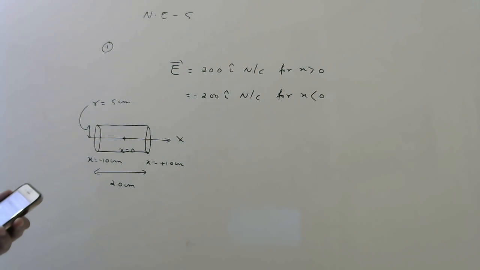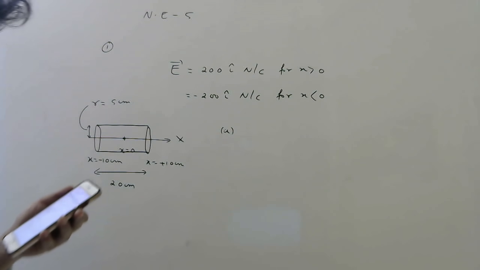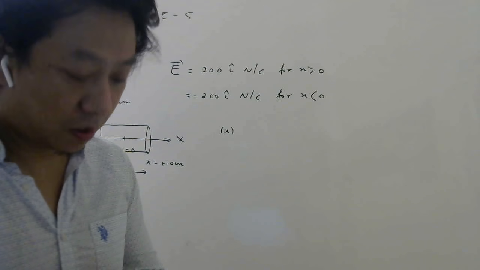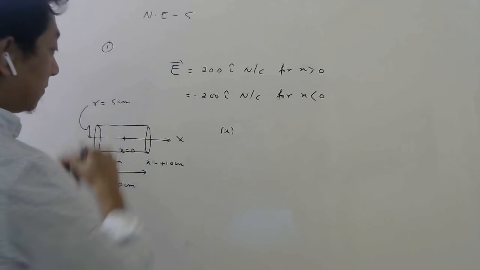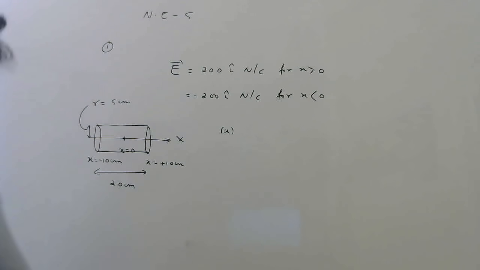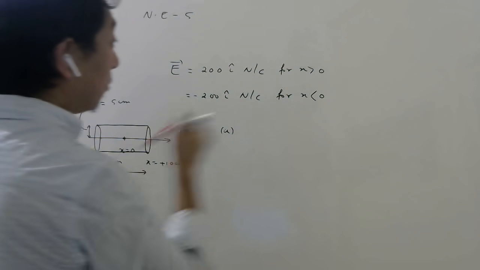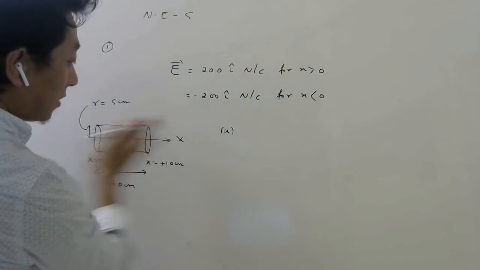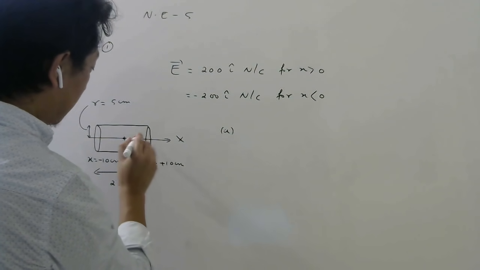So the first part is question A. What is the outward flux through each face? They are asking the outward flux through each flat face. These two are flat, right? This is curved. Now let us see how the electric field is given. First of all, they have given the electric field as a number. Since it is a number, it is constant. But for x greater than 0, meaning this side, the electric field is along the positive x-axis because it is i cap. So here the electric field is this way. In this part, the electric field is like this.